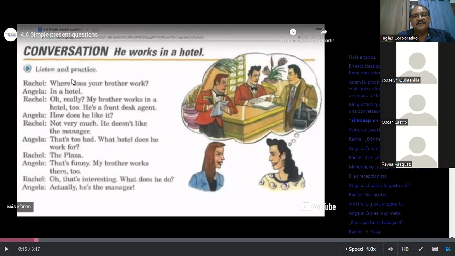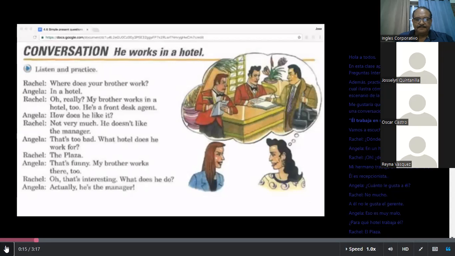Now there are some sounds here, like where does your brother work? There is another one that he doesn't work. What hotel does he work for? And what does he do? Okay, now listen in the conversation, for example, how they sound more natural, okay, more natural. Now listen.